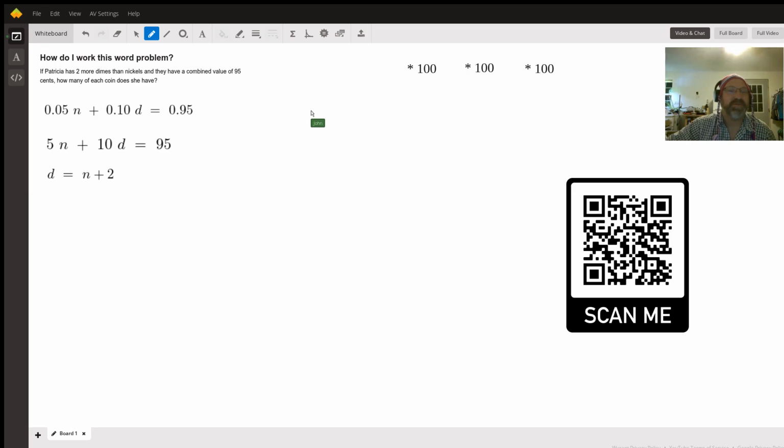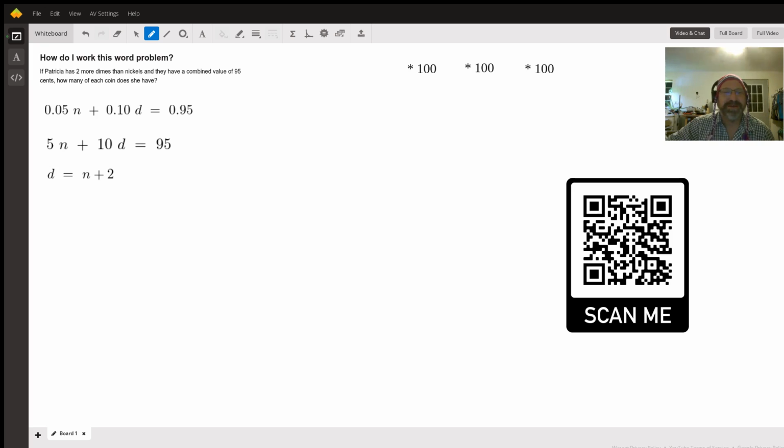It says, if Patricia has two more dimes than nickels and they have a combined value of 95 cents, how many of each coin does she have? So let's rewrite that and say 0.05 times the number of nickels, because each nickel is worth 5 cents, and 0.10 times the number of dimes, because each dime is worth 10 cents, is equal to 95 cents.